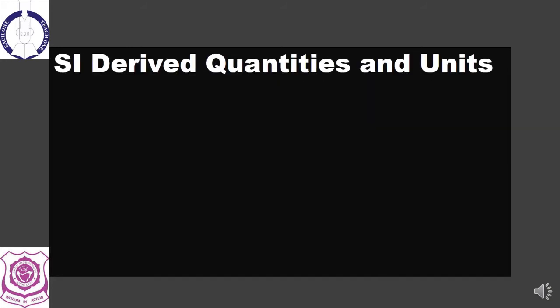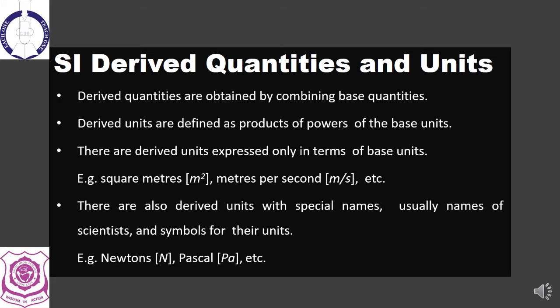Derived quantities are obtained by combining base quantities, and due to this, derived units are defined or written as products of powers of base units. For example, area is the product of two lengths, so its unit will be meter square. And speed is defined as distance over time, so its unit will be meters per second.